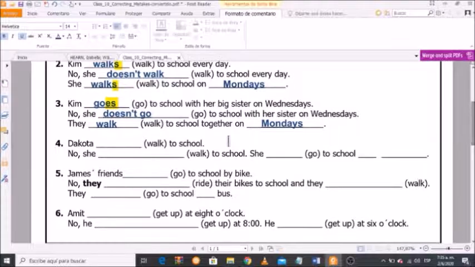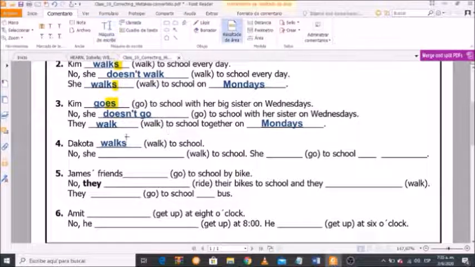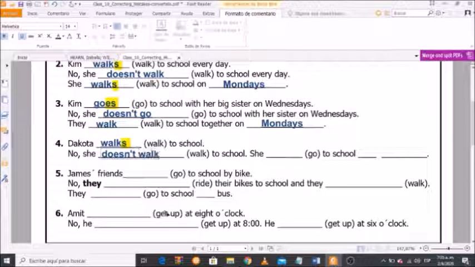Number four, we have Dakota to school. So, very good. Walks to school. But again, we know that this is not true. Do you remember that Dakota's school is next to a big lake? ¿Se acuerdan que la escuela de Dakota estaba al lado de un lago? So, no, she doesn't. She doesn't walk to school.